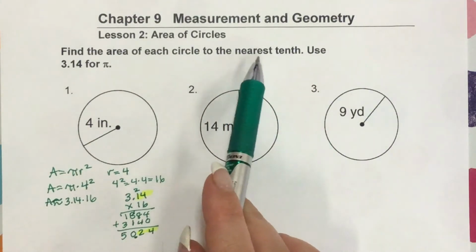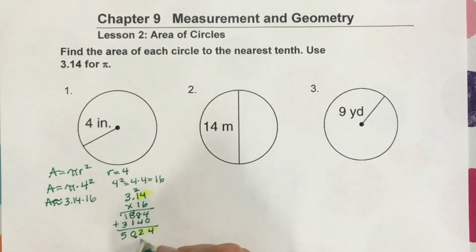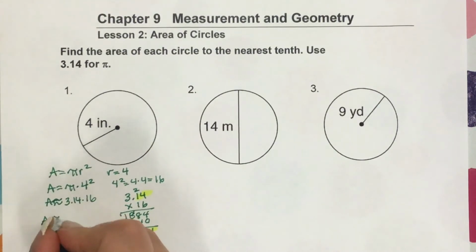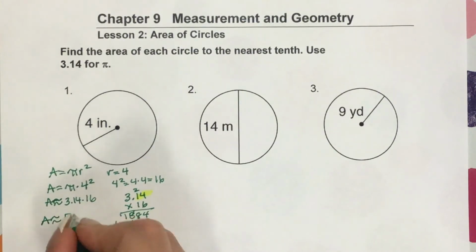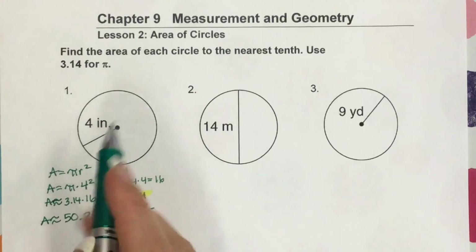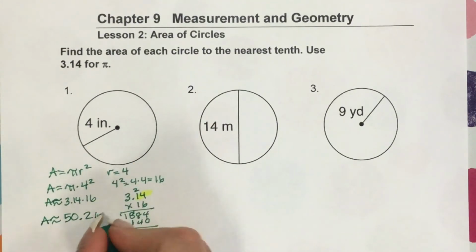Now remember, it wants us to round to the nearest tenth, so this is the tenths place. This 4 would have to be a 5 or above to round this up, and it is not. So that means our area is going to be approximately 50.2 inches squared.